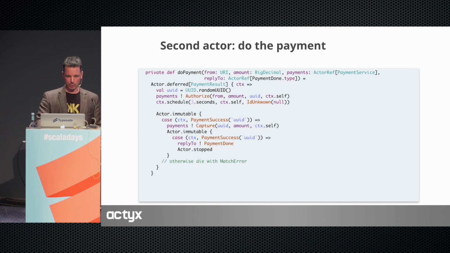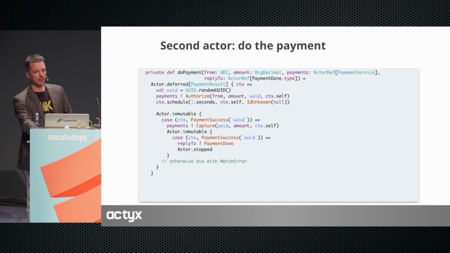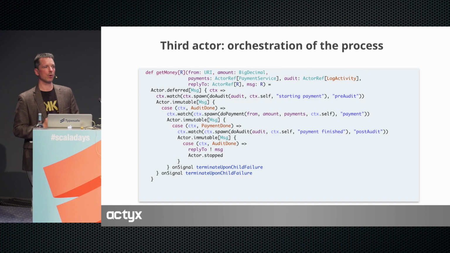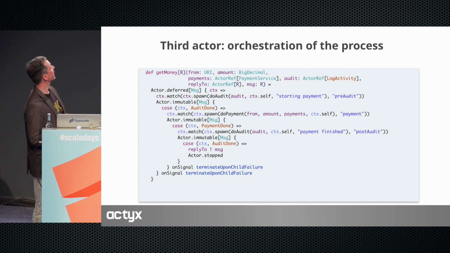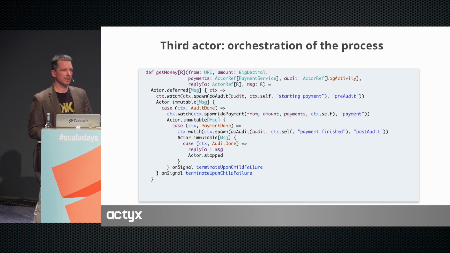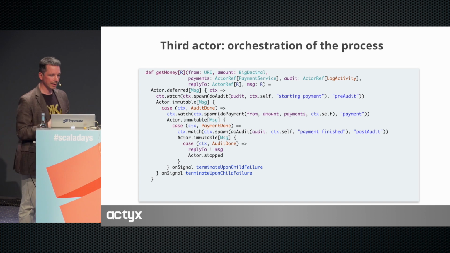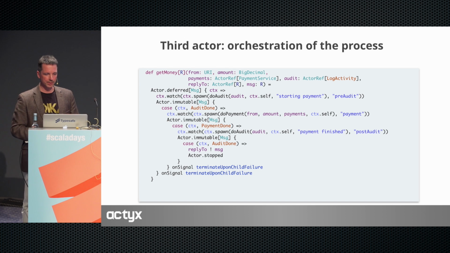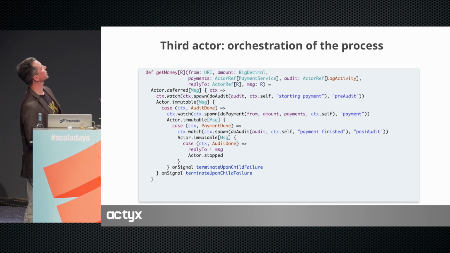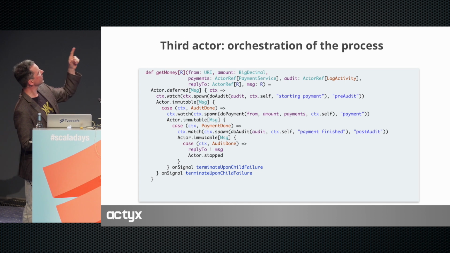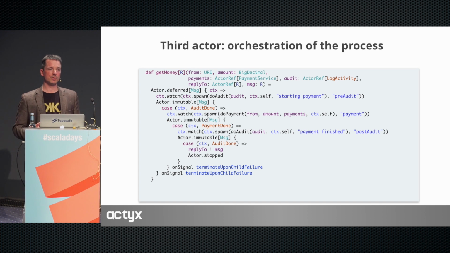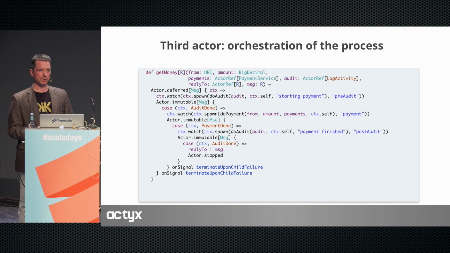So that's okay. Now we need a third actor that basically pulls these together, that orchestrates the process. Again, actor deferred, but now we do not send any messages. We also do not really receive directly the messages. We receive only the messages emitted from these 2 sub-actors, so audit done and payment done. And instead of sending the messages, we spawn these sub-actors. So you see their context spawn do audit for the pre-audit, which logs the starting payment. And this actor is watched. So when it terminates, we notice.